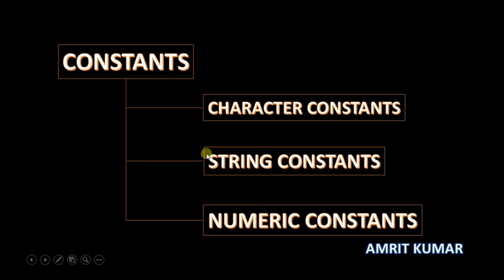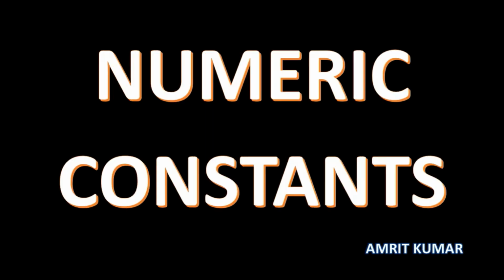So here we have studied about the character constant and the string constants. A string constant is a set of characters enclosed within double quotes, and a character constant is a character enclosed within single quotes. In this video we will learn about the numeric constant, which is also important in C language. So let's move on. Numeric constants.